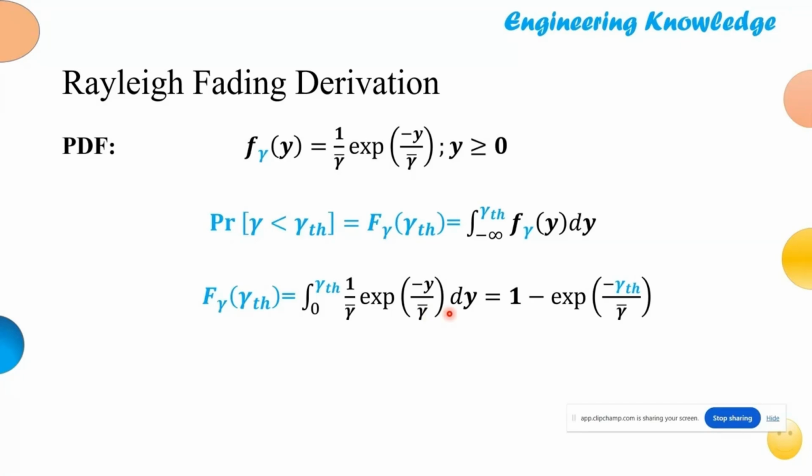This integration is very simple. It is the integral of e raised to the power minus a x with respect to x, which is e raised to the power minus ax upon minus a. We put the limits 0 and gamma th, and we get 1 minus exponential of minus gamma th upon gamma bar.